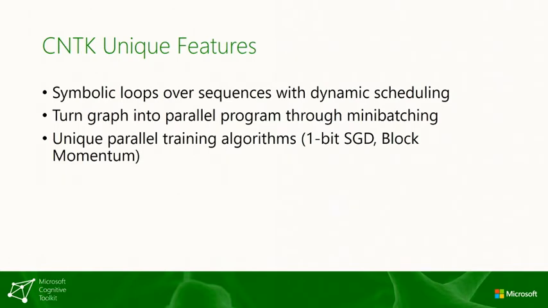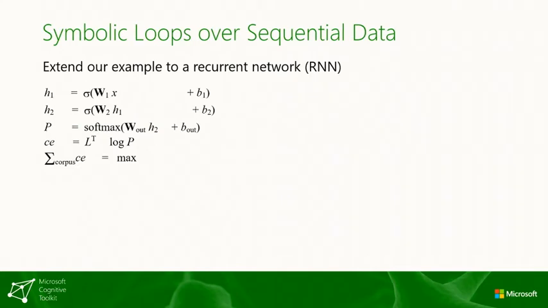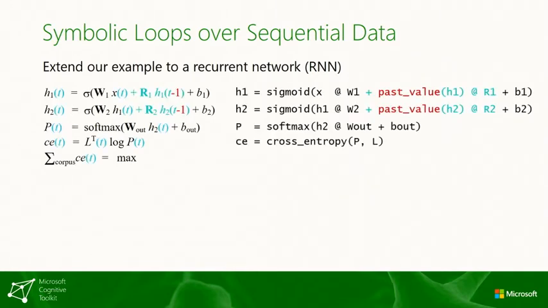So the three unique things I'm going to talk about: symbolic loops, parallel training with mini batching, and cross GPU parallel training. So let's take this example that we just had and extend it a little bit. Let's make it a recurrent network. To make a recurrent network, in the linear equation that we had before, we're going to add one more term.